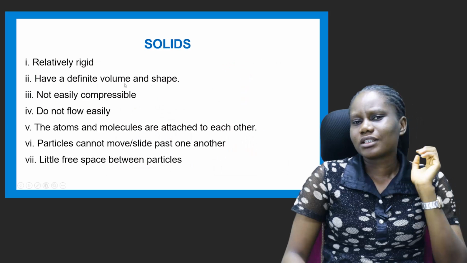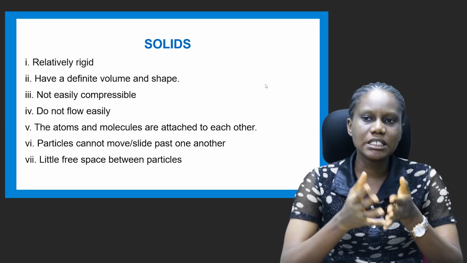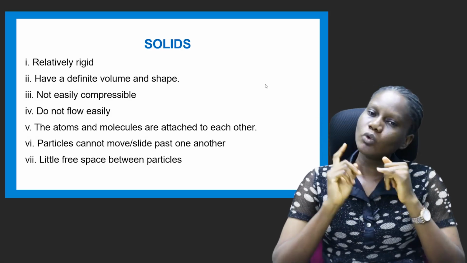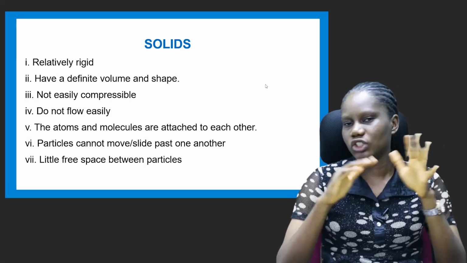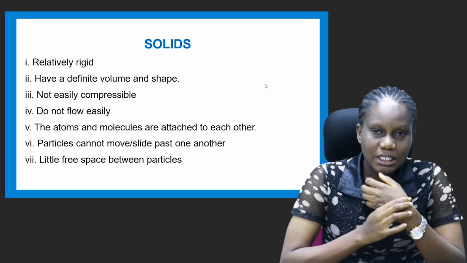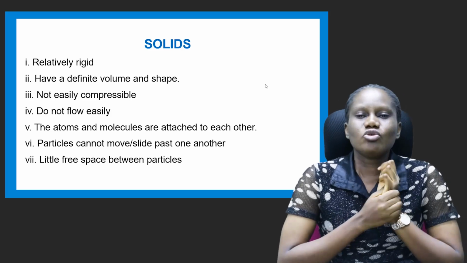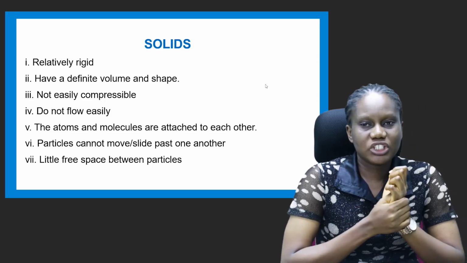So what are the characteristics of solid? Whenever you see a solid, how do you know that it is a solid? One, they are relatively rigid. They are rigid, they are hard. Just like your skin, just touch yourself, you can feel something, yes. So they are relatively rigid, they are hard.